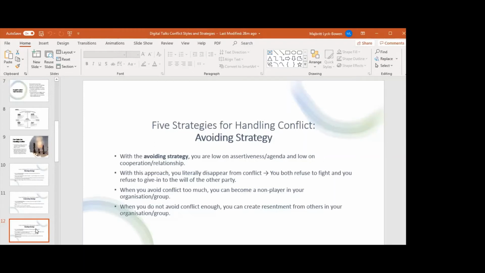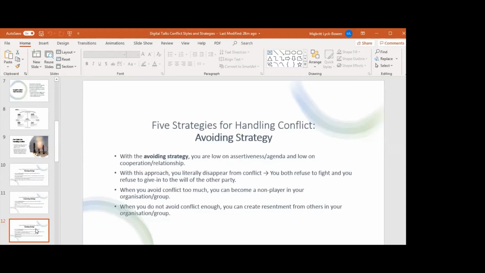Now, the problem with that strategy is obviously if you avoid conflicts too much and too often, you just become a non-player in your organization. People basically stop taking you seriously because they know that the moment there is any kind of disagreement, the moment there is any kind of argument about anything, you just walk away from it. So if you use that strategy all the time, you end up not being taken seriously. You end up never getting things your way at all.